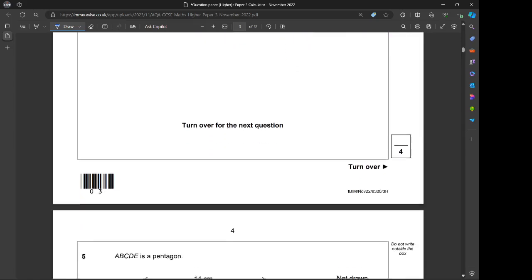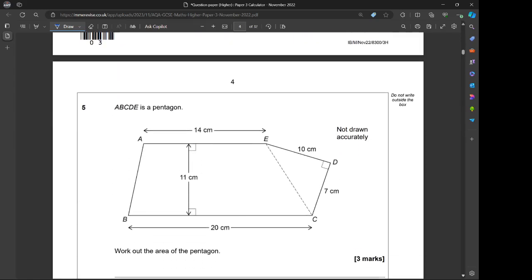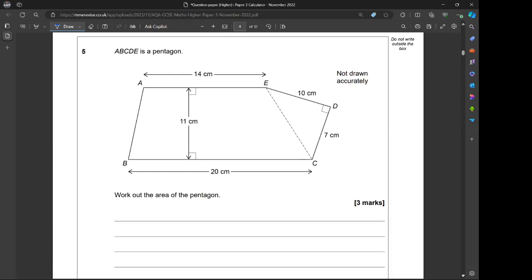So next part. This one is a bit trickier. ABCDE is a pentagon. Work out the area of the pentagon.